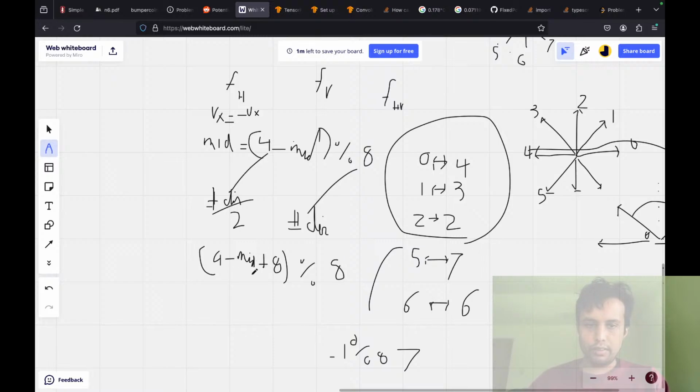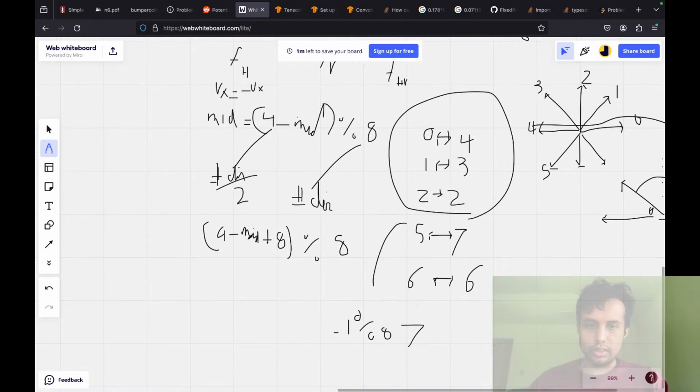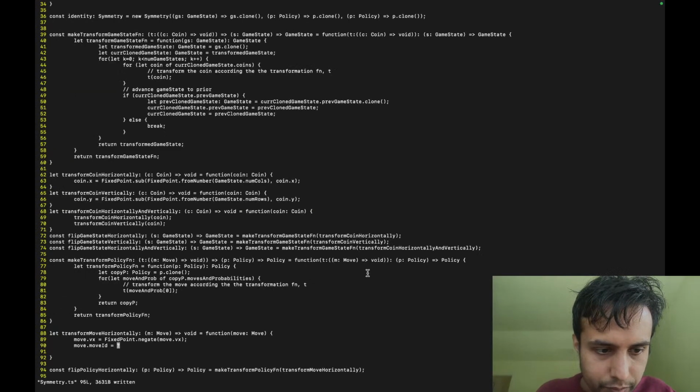Let's check for 7. 4 minus 7 is negative 3. Negative 3 plus 8 is 5. 5 mod 8 is 5. That is correct. Then 6 to 6. Let's see. 4 minus 6 is negative 2. Negative 2 plus 8 is 6. 6 mod 8 is unchanged, 6. So this function here seems to be the function we desire.